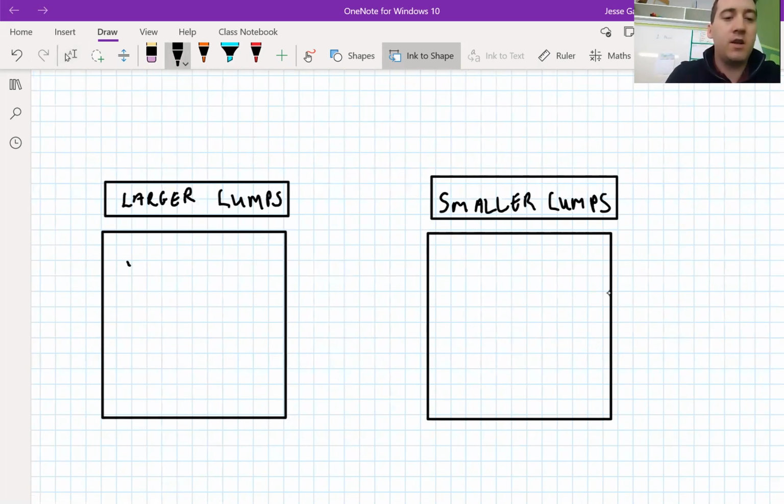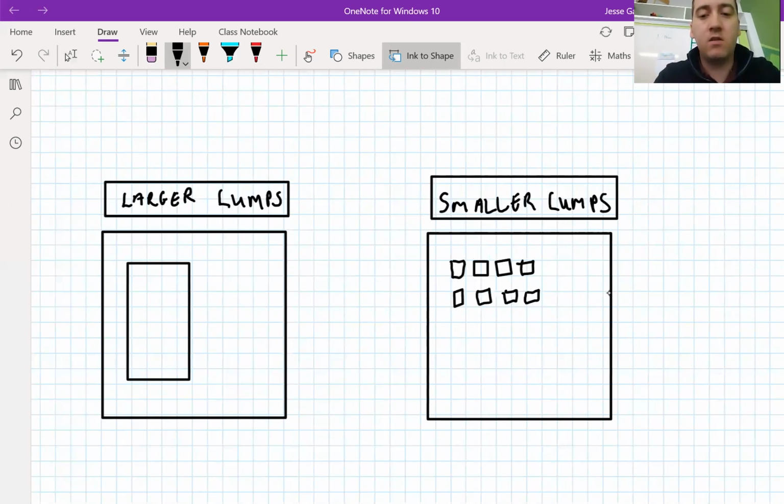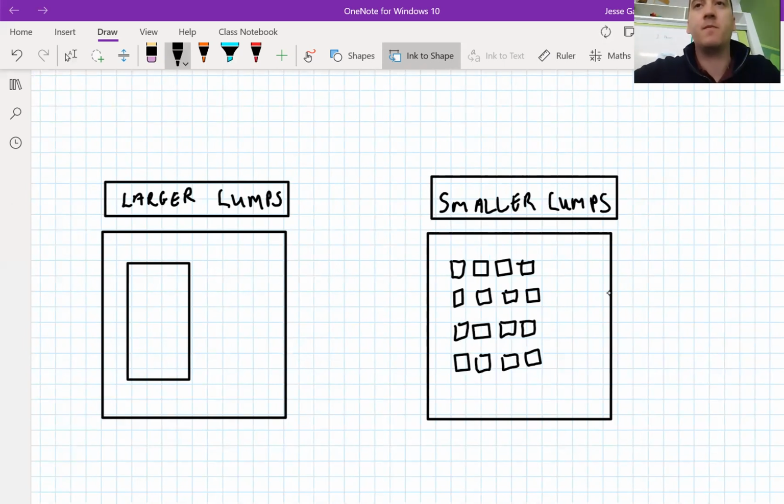Well, here is one large lump. So in the left, you've got one large lump. And here are many smaller lumps with the same mass as the large lump. So you get the idea. So you're just breaking it up into smaller lumps. The same mass, same amount of stuff, but I've broken it up into small lumps.